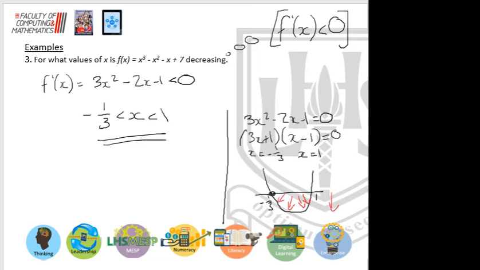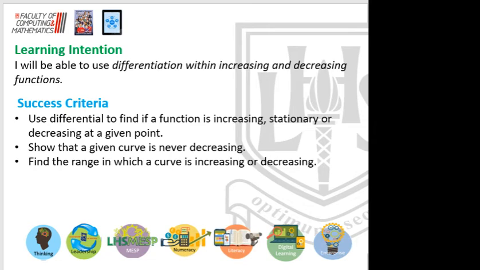Okay, so looking back again at the learning intention and success criteria, we want to be able to use differentiation with increasing and decreasing functions. So that would be able to use a differential to find if a function is increasing, stationary or decreasing. That was example 1, looking at showing that the derivative is a certain number, therefore the implication is whether it's increasing, decreasing or stationary. Show that a curve is never decreasing by using square numbers, and find the range of values in which a curve is increasing or decreasing by solving the inequality.